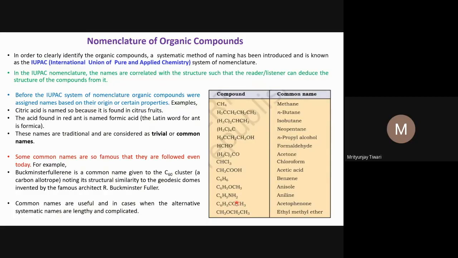So COCH3. In acetone, one CH3 group is replaced with the phenyl group. The phenyl group is C6H5, which means one hydrogen of the benzene is removed, and that group is called the phenyl group. So if one CH3 of acetone is replaced with a phenyl group, then that compound is acetophenone. This is acetophenone.